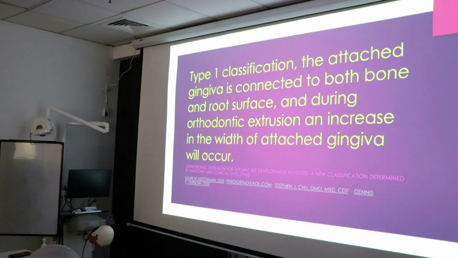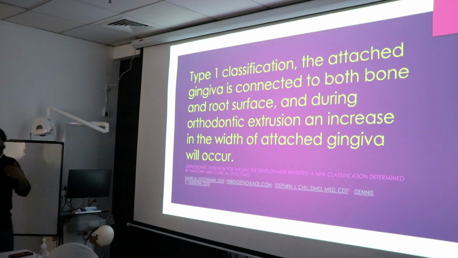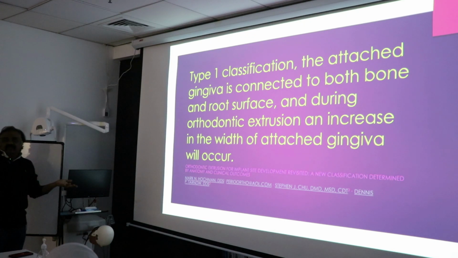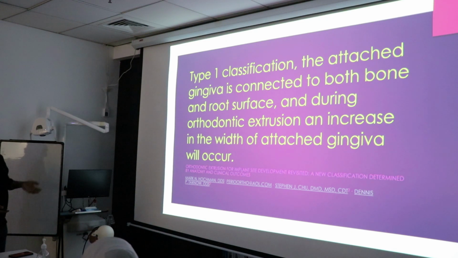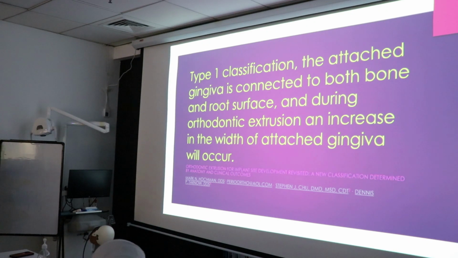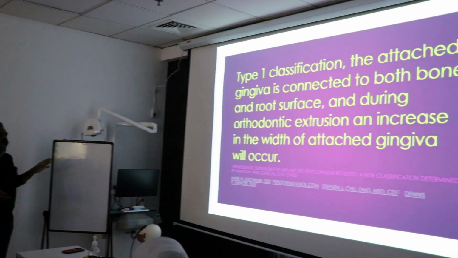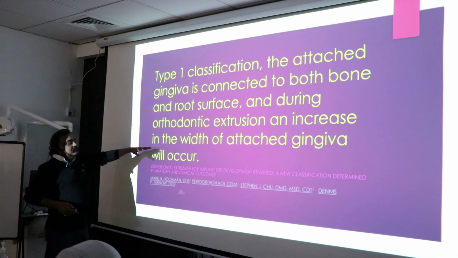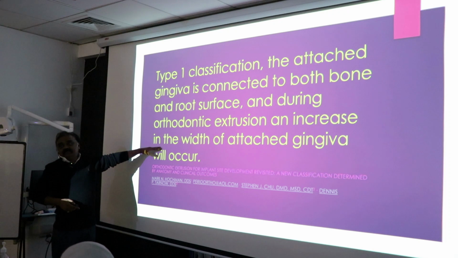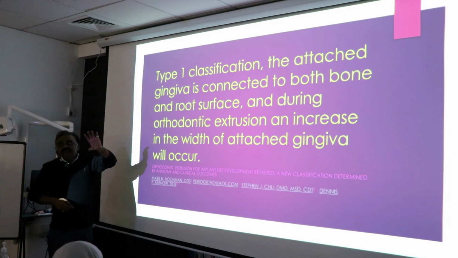Basically, the width of the attached gingiva is important in every case, whether it is orthodontia or whether it is implant placement. Width of the attached gingiva is what is required. If you're able to achieve that, it's good. So you look at where the attached gingiva is, if it is connected to the bone, if it is connected to the root surface, then you know that during orthodontic extrusion, an increase in the attached gingiva will occur. So you look for the attached gingiva.